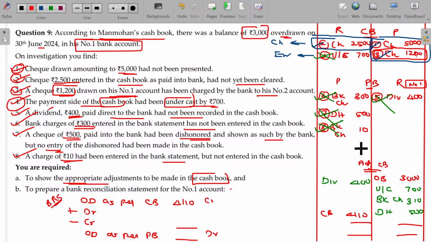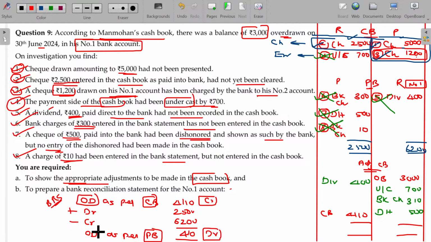Okay. Now, total the debit side value. Debit side value being only 2500. Total the credit side value. So we have two items. The total being 6200. So debit side value 2500 should be added. Credit side value 6200 should be deducted, minus 6200. Then what is the ultimate value you are getting? 410 positive. Positive means if I start with cash book balance, it will be passbook balance. If it is being the credit, it is debit. If it is being the overdraft, it should also be overdraft.